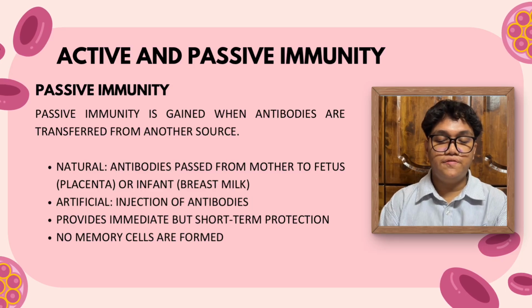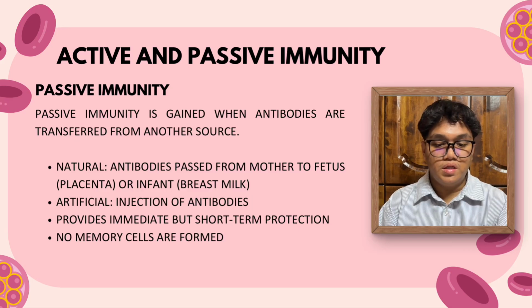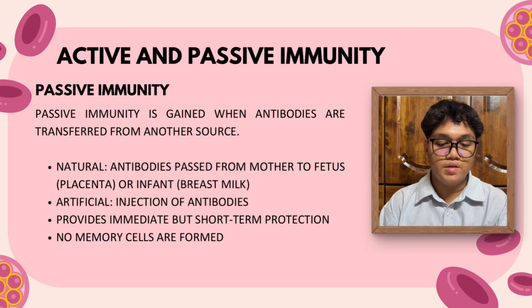Lastly, passive immunity. Passive immunity is gained when antibodies are transferred from another source. It occurs naturally when antibodies pass from mother to fetus or infant. It can also occur artificially through injection of antibodies. It provides immediate but short-term protection. No memory cells are formed.